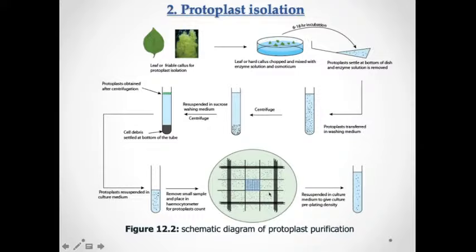Then you calculate the average of how many cells you count in all those chambers, one, two, three, four, and at the end you calculate an average of how many cells you have. Then you can calculate per ml of your solution of your experiments. So you remove a small sample and place it in the hemocytometer for protoplast count, then resuspend the culture in the medium to give the pre-plating density. Then you add into the plating density how many cells you require to grow. Then you can go for further experiments later on.